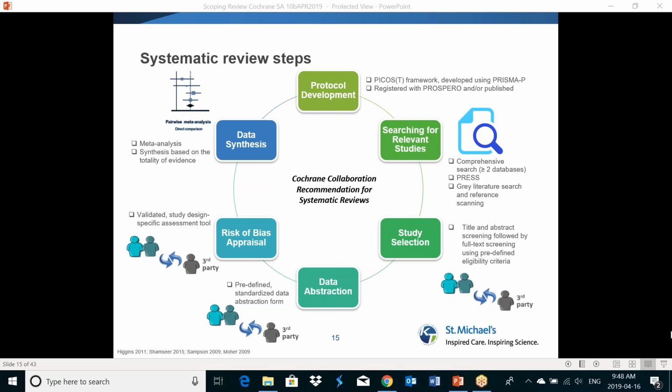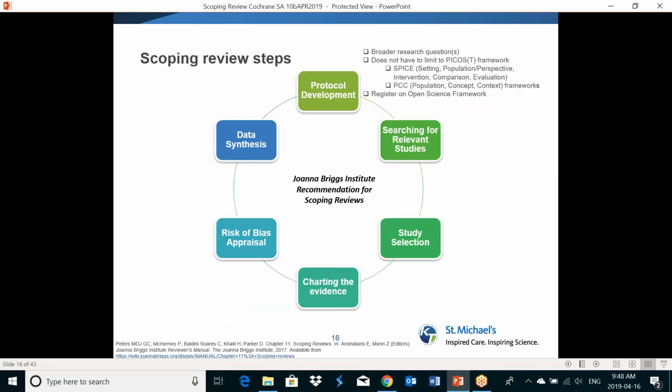Thank you. Another question that has come up a few times is, can you further explain the PCC framework? Yeah, that's a great question. That's listed right here. The PCC stands for population, concept, and context.